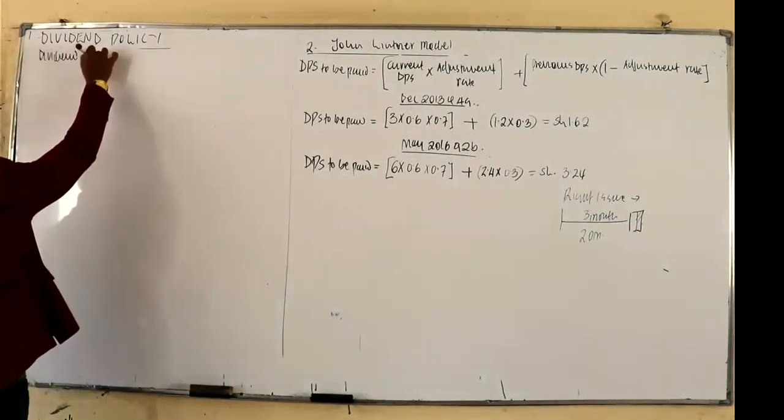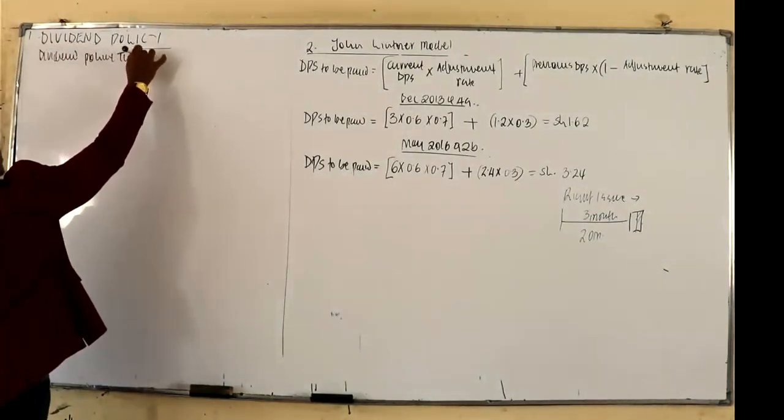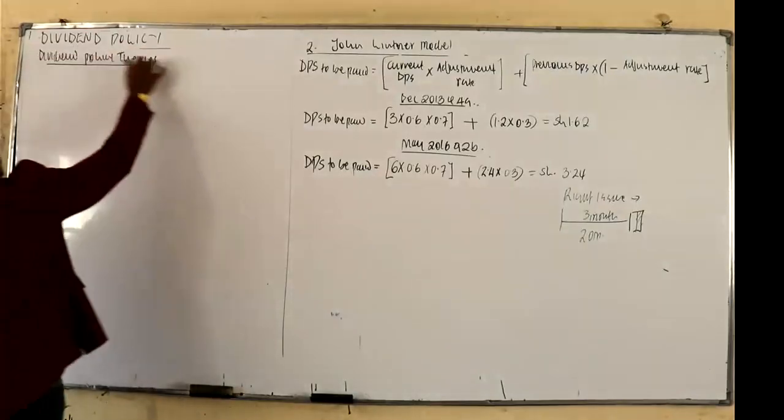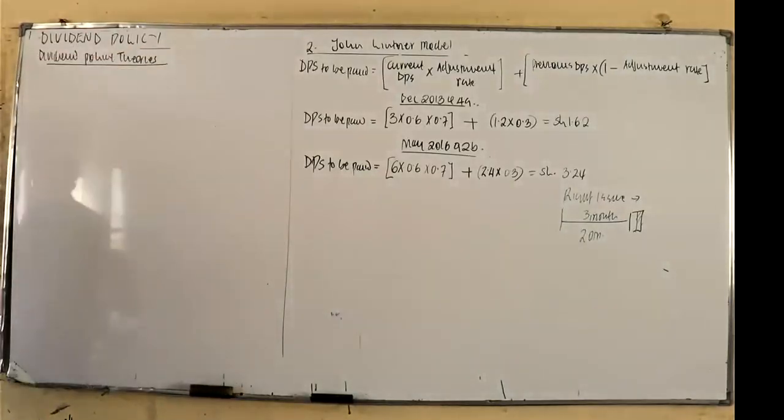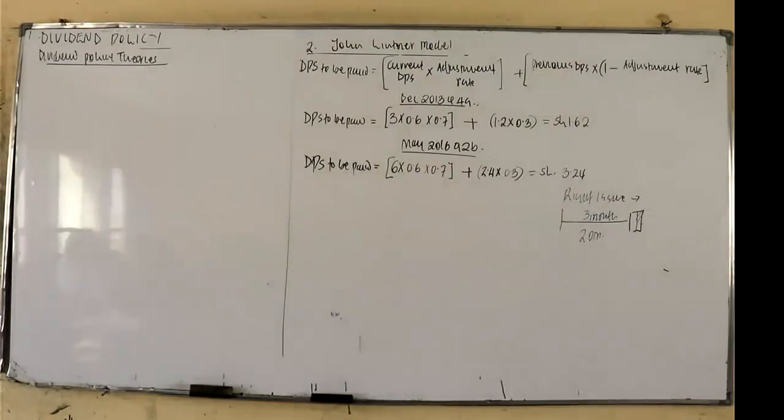The dividend policy theories. These theories attempt to explain whether the payment or non-payment of dividends affects the value of the company. And they include, one, the agency theory.